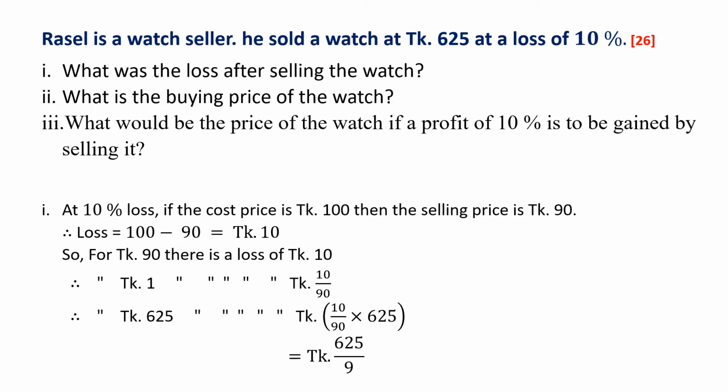What was the loss after selling the watch? So at 10% loss, the cost price is Taka 100. If the cost price is Taka 100, you can all know that the selling price is Taka 90, right? So there is a loss of Taka 10. That means for Taka 90, there is a loss of Taka 10. So for Taka 1, there is a loss of Taka 10 over 90. And you sold that thing at 625. So for Taka 625, the loss is 625 over 9.